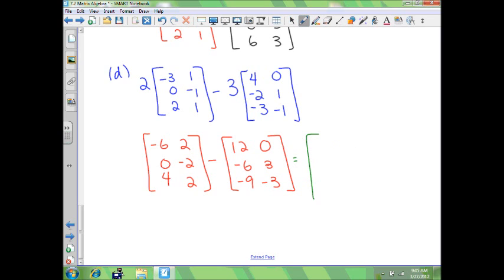Simplifying further, negative 6 minus 12 is a negative 18. 2 minus 0 is 2. 0 minus negative 6 is a positive 6. Negative 2 minus 3 is a negative 5. 4 minus negative 9 is 13. 2 minus negative 3 is 5. So there's your answer. Now in the next video, we're actually going to multiply these matrices and do some applications with it.